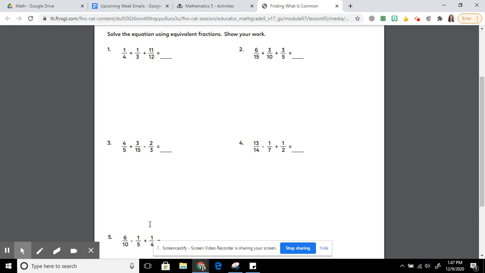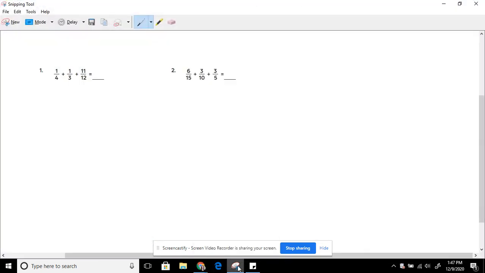Okay, so make sure when you're doing this worksheet, you pay attention to your math symbols. Like number 1 is addition and addition. But if you look at number 4, the first thing you're doing is subtraction, then adding. Okay, so we're going to start by looking at number 1. Now I screenshotted number 2. I'm going to save number 2 for you to do. We're going to do number 1.